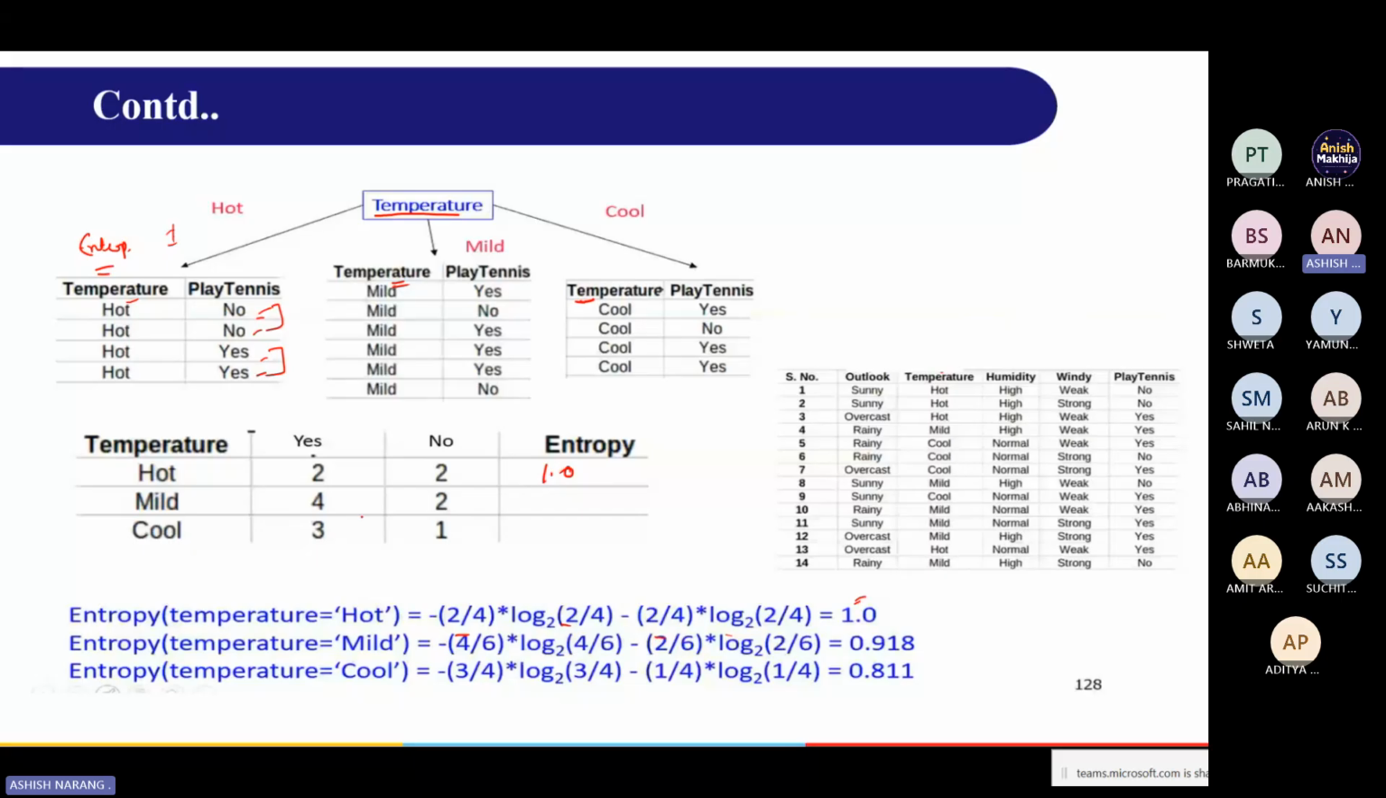Now for mild, 4 by 6, out of 6 records, 4 records belong to yes, then 2 by 6. So this value is 0.918. Again, entropy is high for this also. Cool, 3, 1. 3 1 is 3 by 4 log of 3 by 4, 1 by 4 log of 1 by 4. What is the next step?